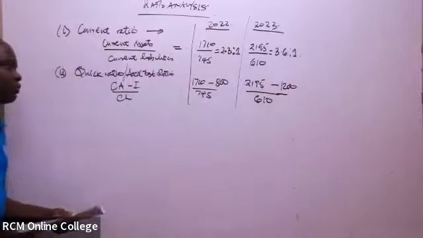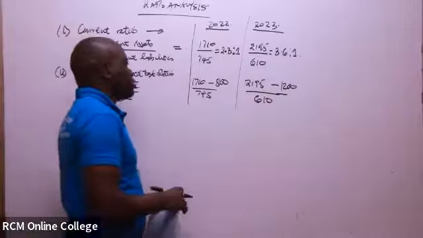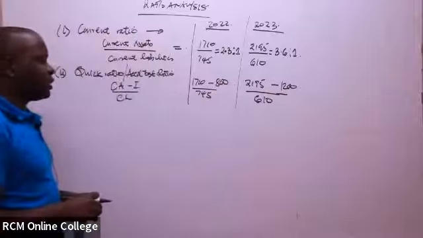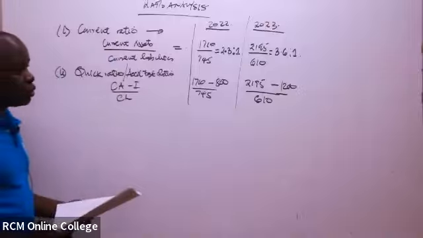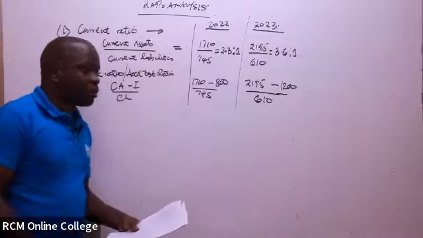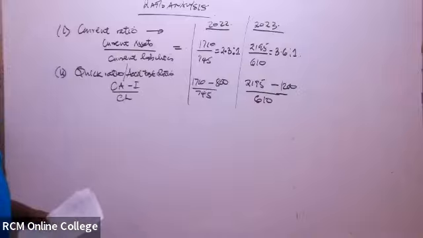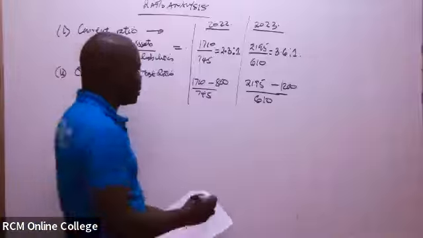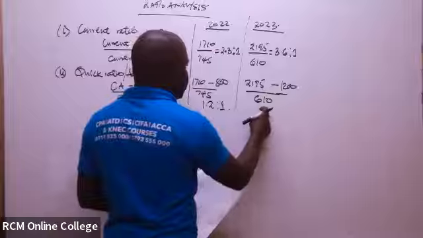So what is now the ratio? When you divide, what do you get? So 1710 minus 800 divided by 745, you'll get 1 point something, 1.1 or 1.2. So you can do the computation. For 2022, it will be 1.2, so it will be 1.2 is to 1.